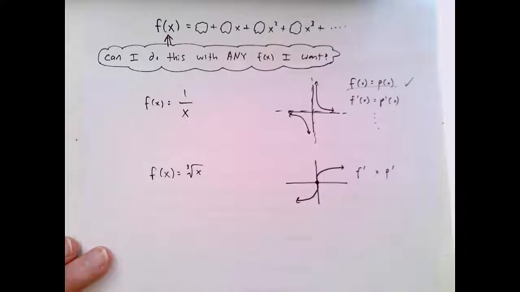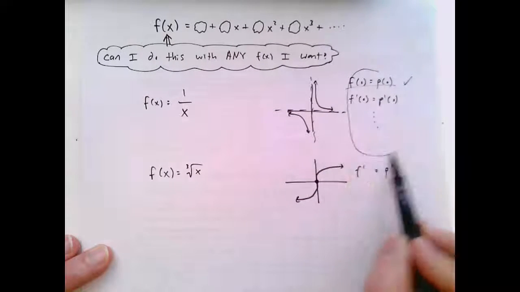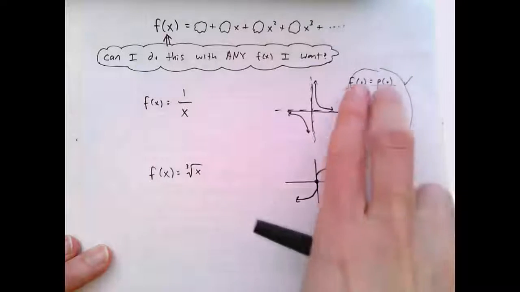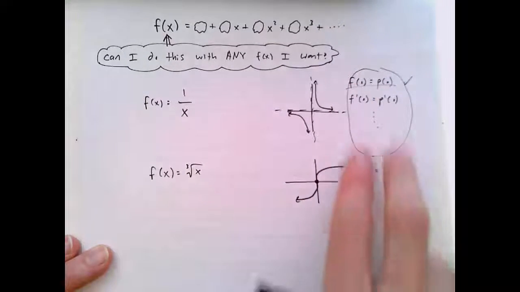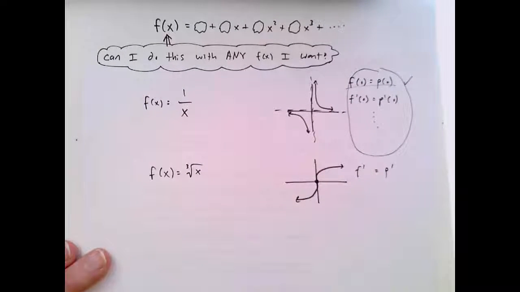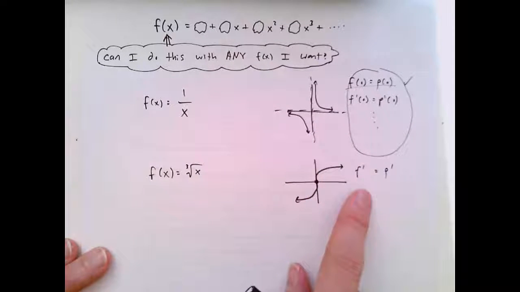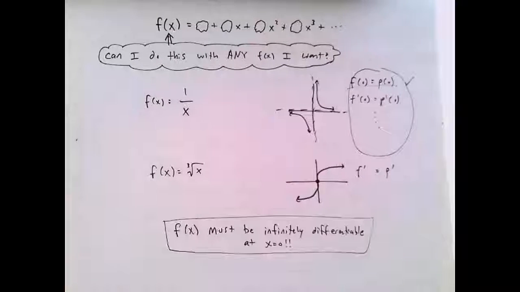So in general, the requirement is, if I want to be able to perform this process, I need all of these derivatives to exist. In other words, your function has to be infinitely differentiable at the point x equals 0 in order to construct an infinitely accurate representation. Ta-da!